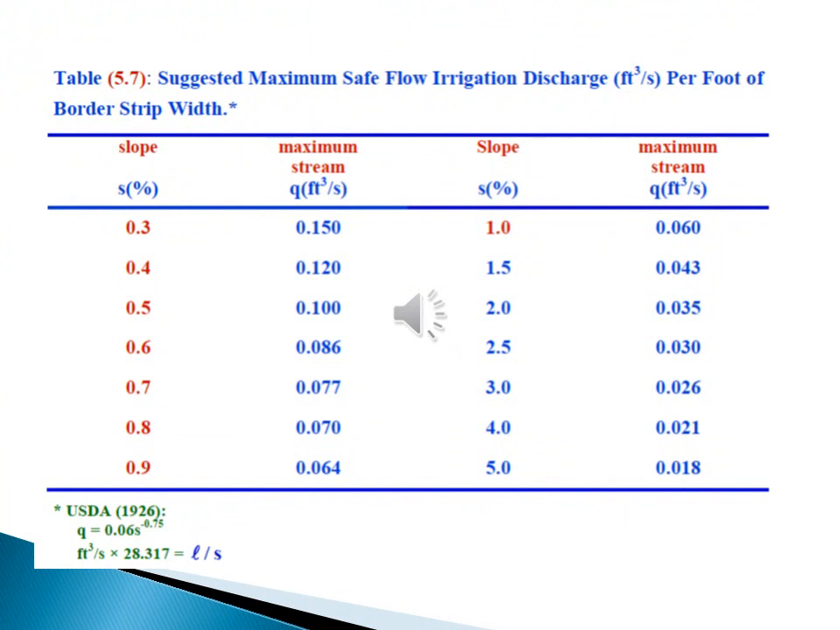Table showing the suggested maximum safe irrigation flow discharge per foot of border strip width. Look, my dear.